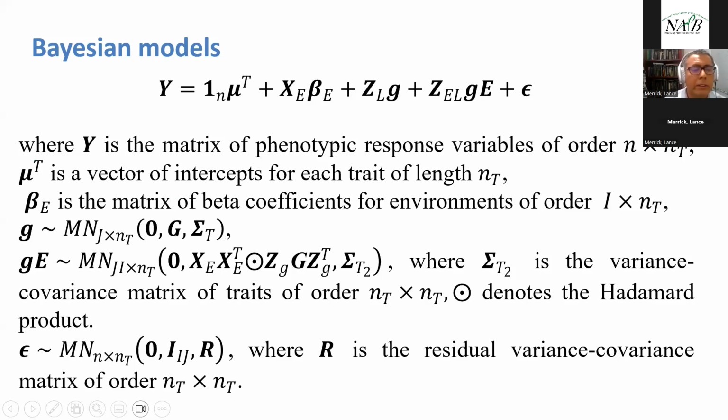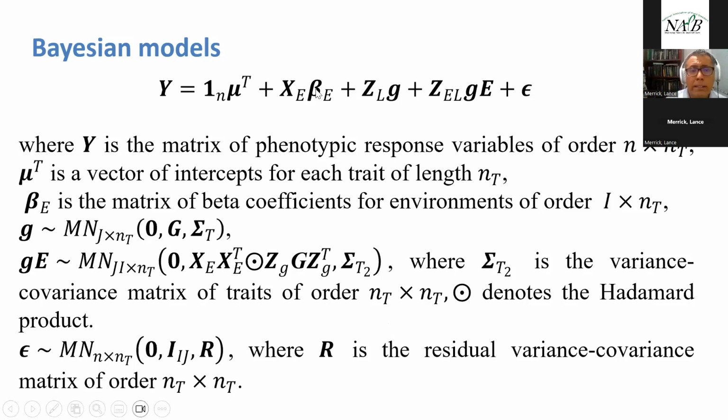the random effect of lines, where G is the genomic relationship matrix computed as VanRaden suggested. This is the variance covariance matrix of traits that should be estimated from data. And this is the distribution of the genotype by environment interaction. And you can see here that sigma T2 is the variance covariance matrix for traits that also should be estimated. And here the genomic relationship matrix is provided by the user. And this is the distribution of the error.